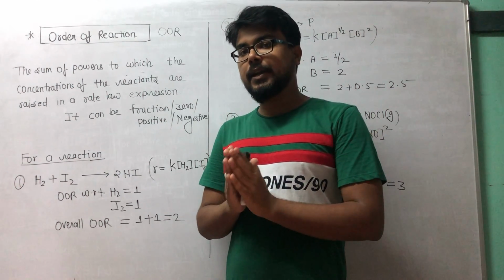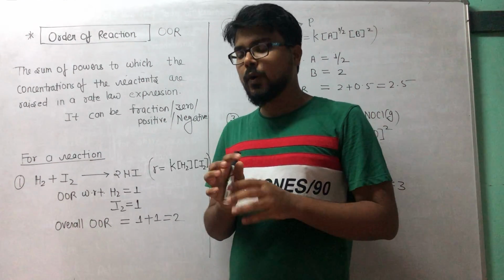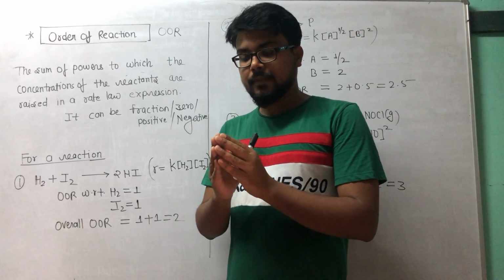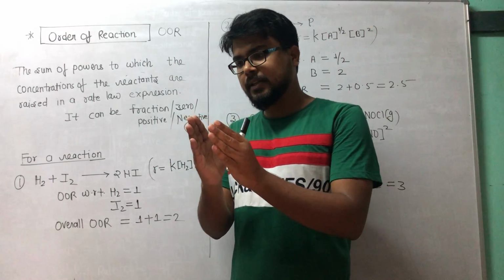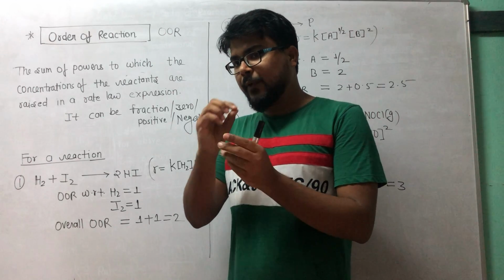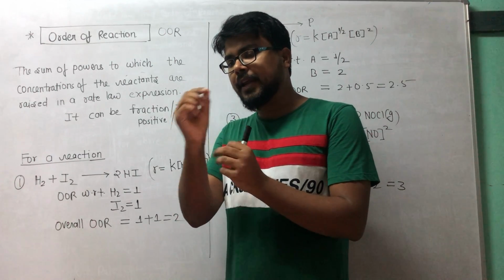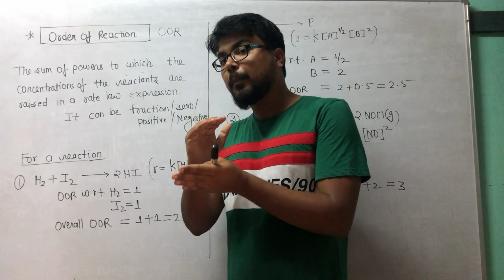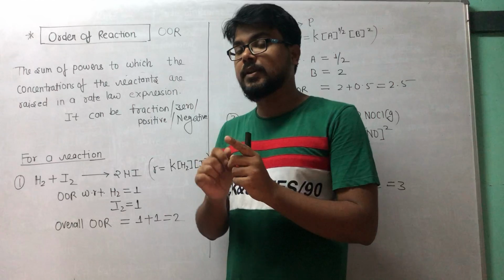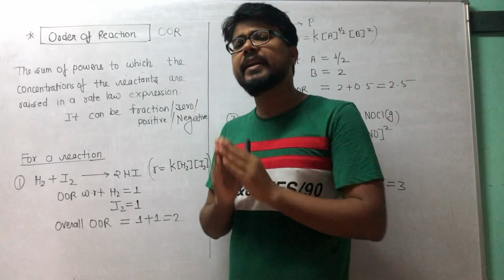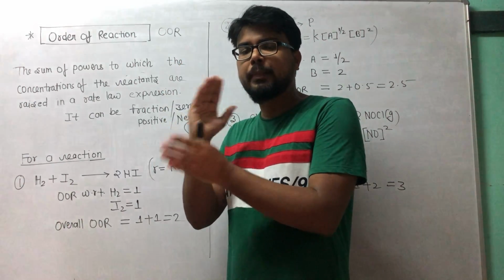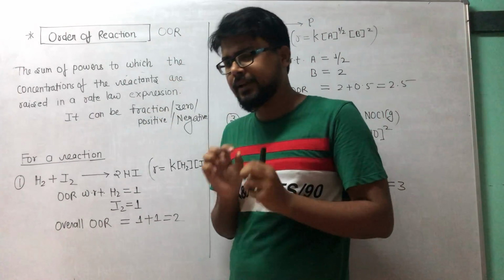Students, after the study of rate constant, what is rate law? In the rate expression, we take the product of reactant concentrations, and to each reactant concentration we raise some power. That is rate law. Rate equals k [A]^(1/2) [B]^1, something like that.